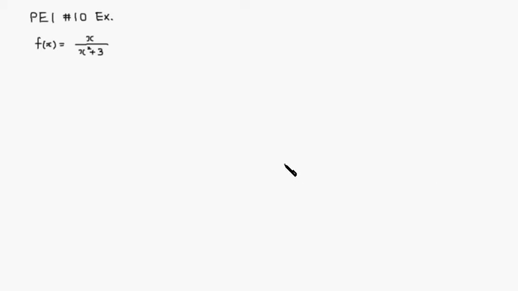Okay, let's look at an example similar to practice exam 1, number 10. All right, so you have a rational function given, and we want to take the first derivative and the second derivative and set the second derivative equal to 0, just like problem number 10. All right, so let's do part A.